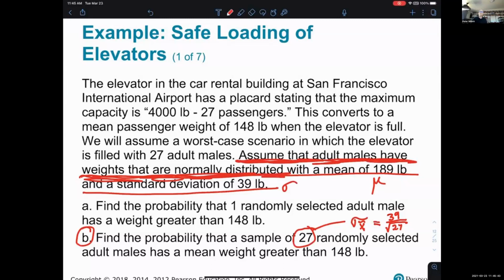I would go into StatCrunch, put in a mean of 189, but for my standard deviation, instead of 39, I would put in 39 divided by the square root of 27, whatever that comes out to be, like 10 or something. And with that new standard deviation, I would then ask, what's the probability of being greater than 148? Since that standard deviation is smaller, much more of the population will be closer to 189 pounds when you're doing averages of groups of 27. And therefore, a much larger part of the distribution of sample means will be greater than 148 than just the population of individuals.